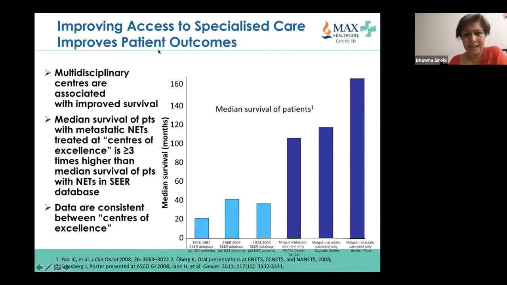So what you can see from this slide is there are certain cancers which are better treated in tertiary centers. The median survival of patients with metastatic tumors, if they were treated at centers of excellence, was 3 times higher than the survival of patients in the SEER database. I'm from the NHS, National Health Service, which has a Universal Health Coverage UK background, where you have ENET's European Neuroendocrine Tumor designated centers of excellence. And the reason they have been made is because we know that the survival and the outcomes of patients is better if they are discussed in these centers.